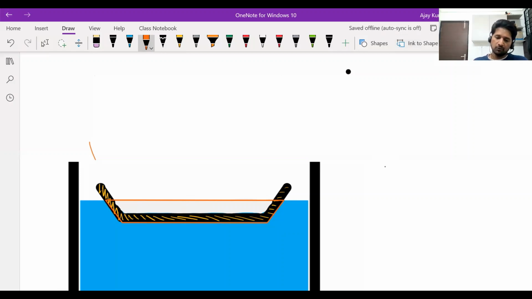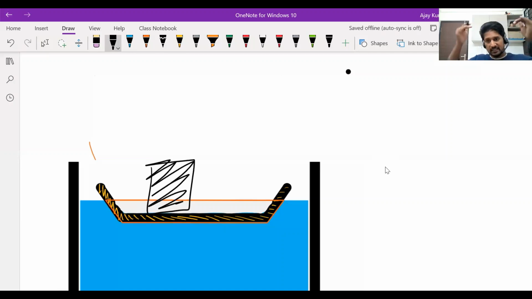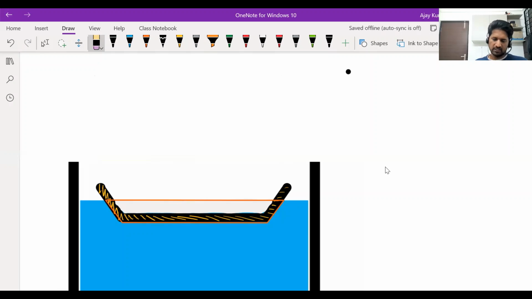Okay. If you add some extra weight, you put some cargo on it, then that will press the boat further down. If you keep on adding weight, at some point it will sink completely. Okay. So that is possible. But if the weight is kept under control, this is how flotation occurs. This is how a boat or a ship floats.